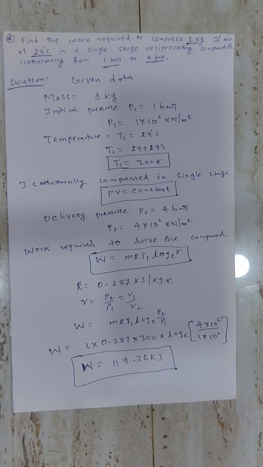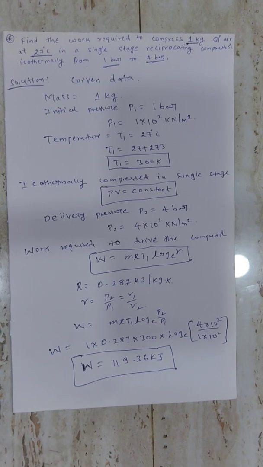Now once again I will explain the problem. Find the work required to compress 1 kg of air at 27 degrees in a single stage reciprocating compressor isothermally from 1 bar to 4 bar. In this we should find the work done. Let's see the given data.